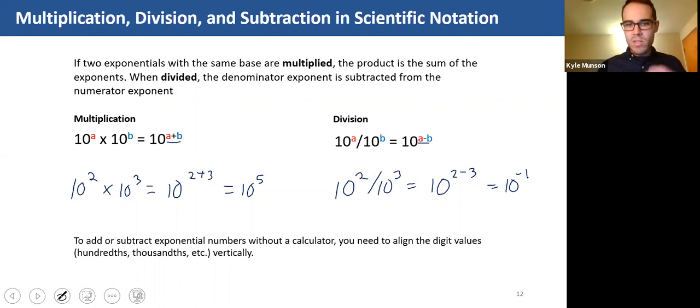So to add or subtract exponential numbers without a calculator, you need to align the digit values. So you basically align the decimal points and align all your numbers, and it gets kind of annoying, but it's there so you know it. And you can look in your textbook for more examples. They go through how to do this without a calculator in more detail. But like I said, you're going to be using a calculator to do this.